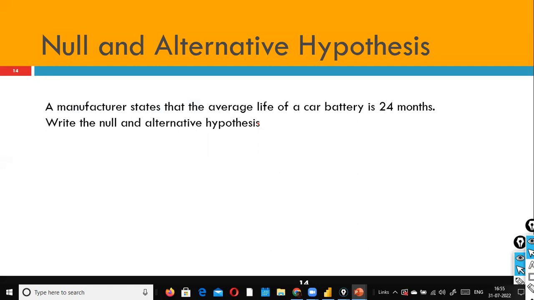Next, we will take a look at this one. How do we define the null hypothesis and alternate hypothesis? For this case, a manufacturer states that the average life of a car battery is 24 months. Write the null and alternate hypothesis. Why don't you type it in the chat window? What is the null hypothesis here? Somebody says the average life of a car battery is 24 months. Write the null and alternative hypothesis.